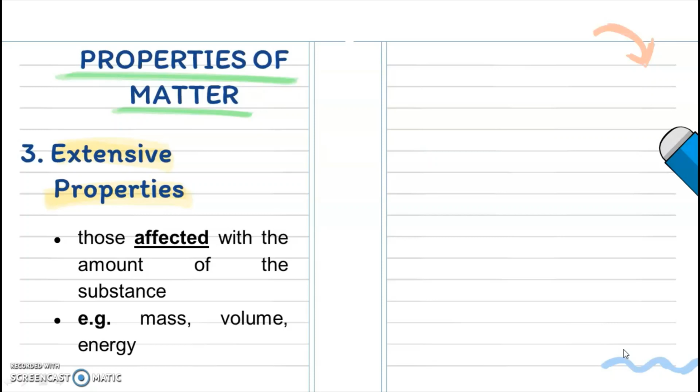So, paano naman natin titignan si weight as extensive property? So, for example, meron tayong chalk. Kapag tinimbang natin si chalk, makikita natin yung kanyang weight. And kapag pinutol natin siya, yung weight niya, panigurado, mababawasan din. So, yung mga properties na to, kapag dinadagdagan natin or binabawasan yung isang substance, nagbabago din yung mga extensive properties.